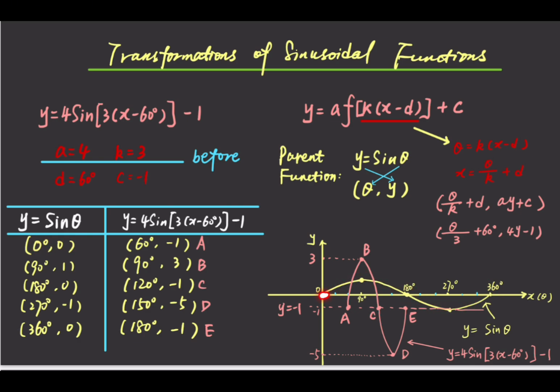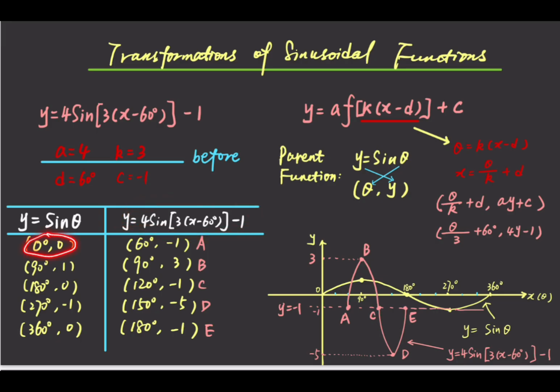For example, 0 degrees, 0. This is the point that you say the origin. This coordinate should be related to this point, 90 degrees, 1. This point, its coordinate should be this one. This point, its coordinate should be this one. This point, its coordinate should be 360 degrees, 0. For every point, we can make use of the expression to transform the original critical point to the corresponding image point. But the image points are on the graph of the transformed function.